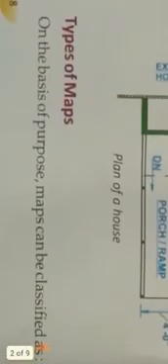On the basis of purpose, maps can be classified as follows. It means there are six types of maps. Number 1, wall map. Number 2, political map. Number 3, physical map. Number 4, thematic map. Number 5, topographic map. Number 6, navigational map.